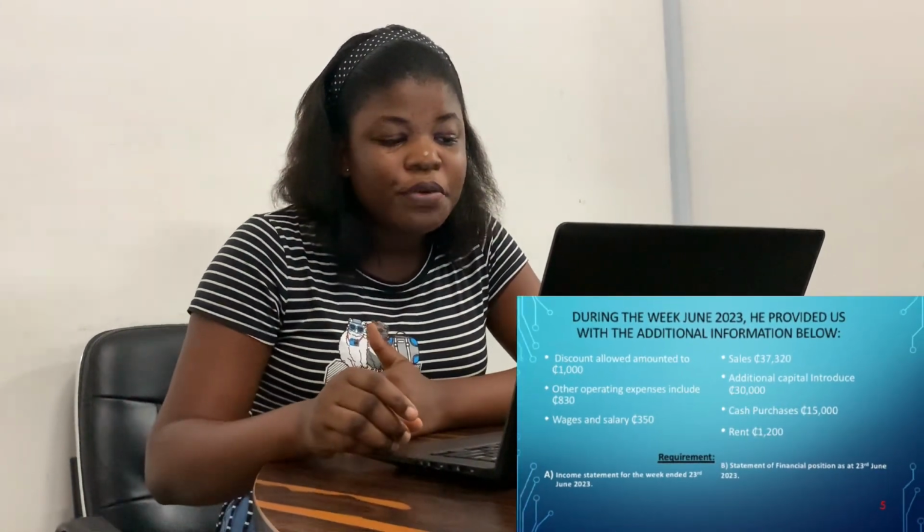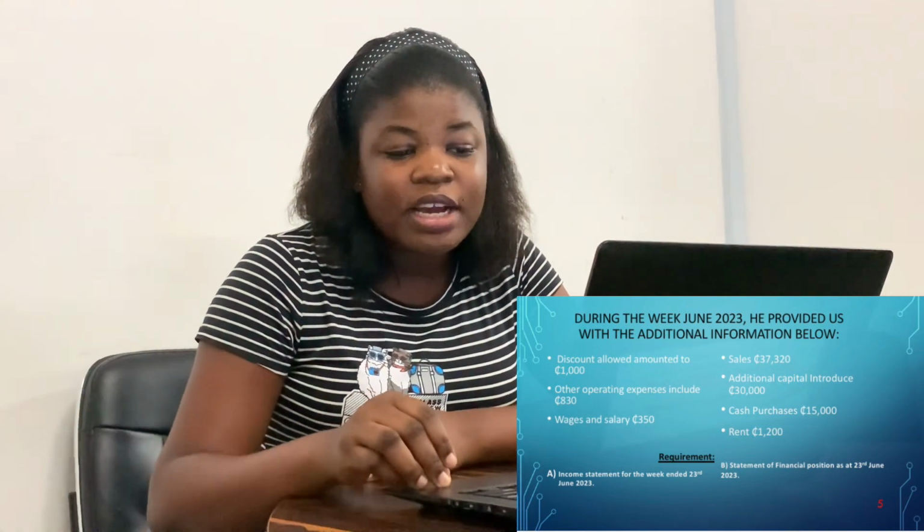So during the week, we had discounts allowed, which was 1,000 cedis, salaries of 37,320. Additional capital introduced was 30,000. Cash purchases was 15,000. Rent was 1,200. Wages and salaries was 350. And other operating expenses was 830,000. So we are going to prepare the statement of financial position and the income statement for Menjobex Enterprise.